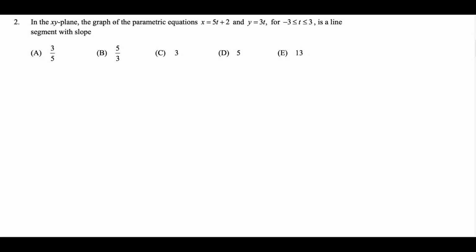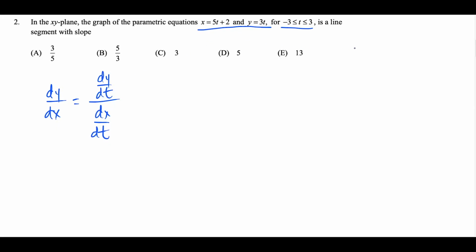So for question 2, we have parametric equations for x and y, and we're on the interval from negative 3 to 3. And we're told here the graph of these parametric equations is a line with a slope. So if we want to find the slope of this line, just know that dy dx is slope in calculus. That, the derivative tells us the slope of a function. But in the parametric world, dy dx is equal to dy dt divided by dx dt. So that just tells us we have to find what is dx dt and dy dt.